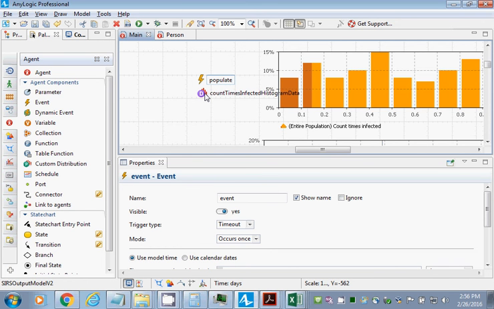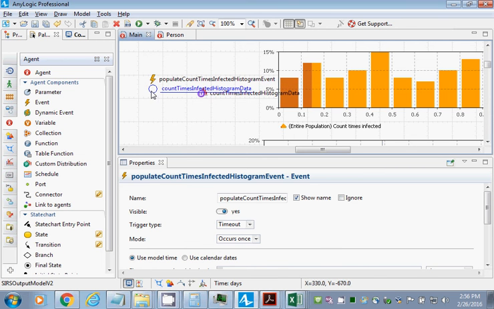Populate count times infected histogram event. And what sort of event will this be? It'll be a timeout. It's going to go off periodically. It occurs cyclically, and it's going to occur once every week. Recurrence time: 1 week. And what are we going to do in this event?